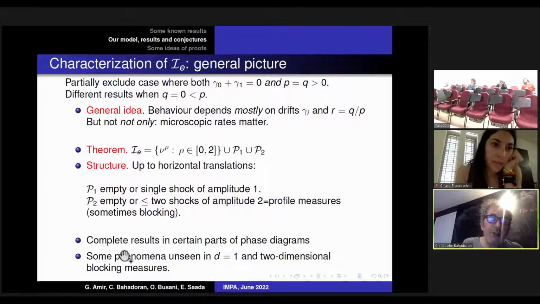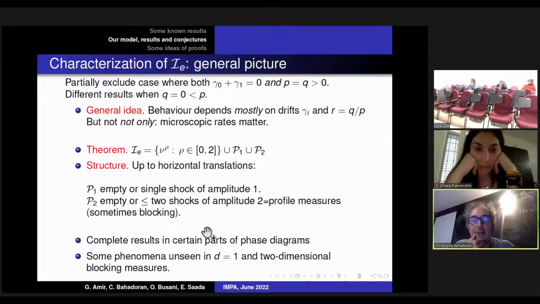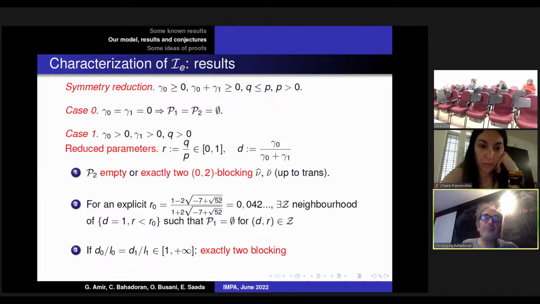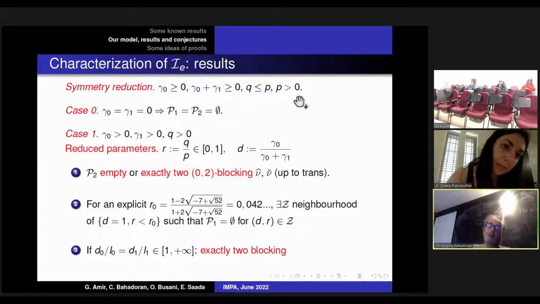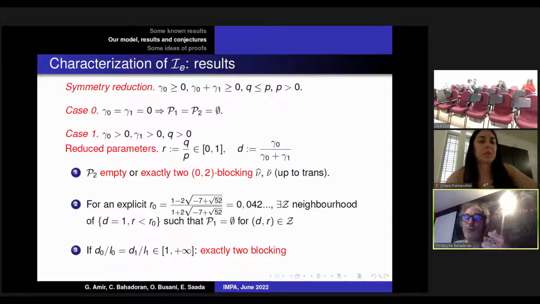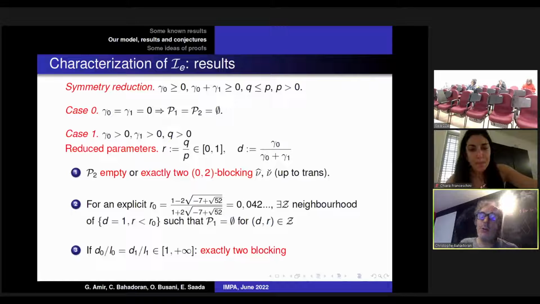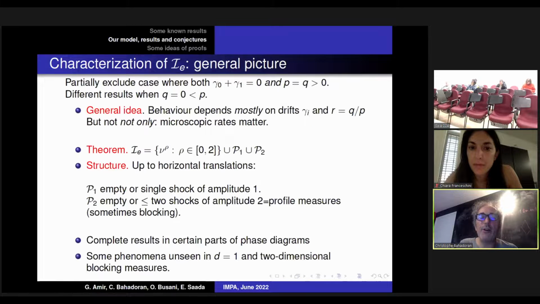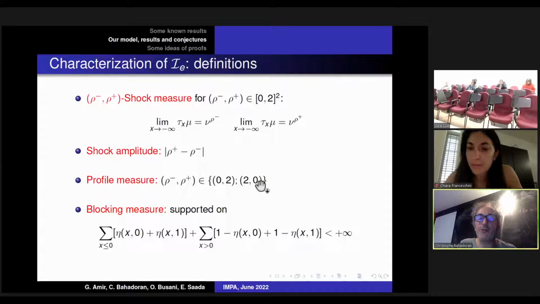And in some cases, there are phenomena which are a bit different from what one might expect in dimension 1. First of all, I will start with a symmetry reduction. There are symmetries in this model, and you can reduce the set of parameters. There are different types of symmetries. There is particle-hole symmetry. You can exchange lanes, and with these symmetries you can reduce the parameter set to this one. For instance, this will allow you not to be bothered with whether the profile measures are 0, 2, or 2, 0. If I choose this part of the phase diagram, the profile measures will be 0, 2.